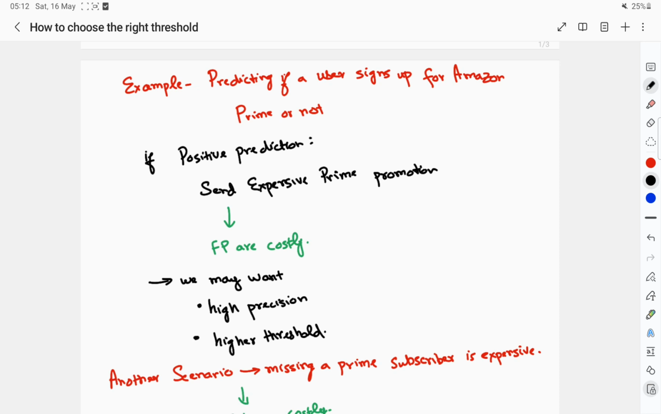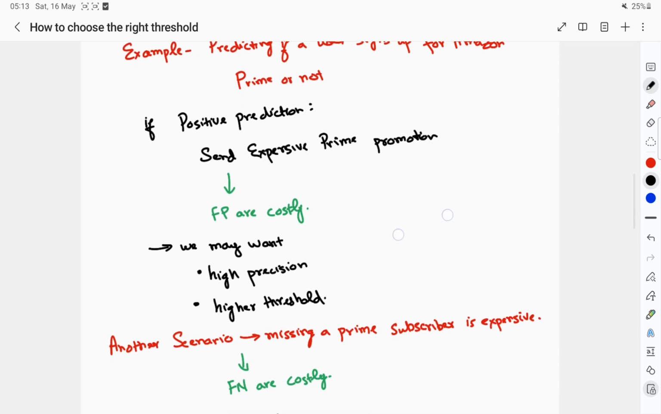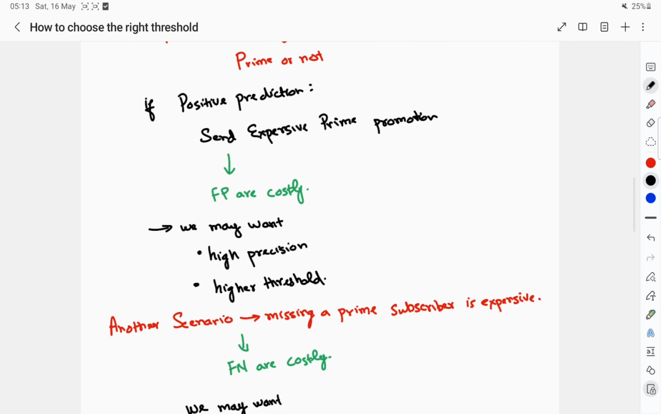Why? Because if your model says that a particular customer will sign up for Amazon Prime and they actually didn't end up signing up, you would have sent them the expensive Prime promotion campaigns. Let's say we are doing a marketing campaign, and basis your model, we are deciding whom to spend this marketing budget on. And if you are spending your marketing budget on the wrong people who are not likely to sign up, then that's going to be a problem, right?